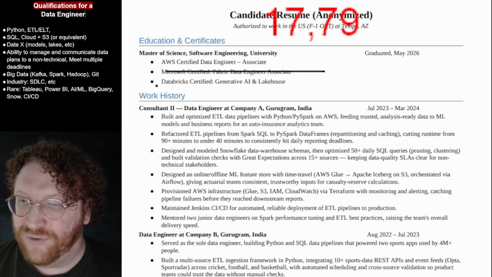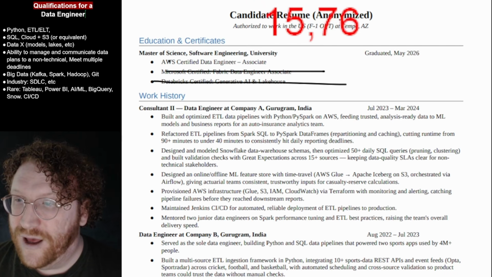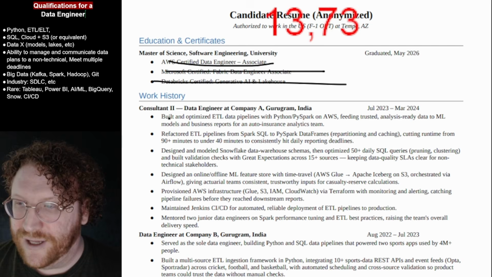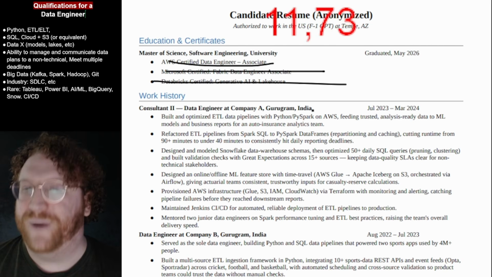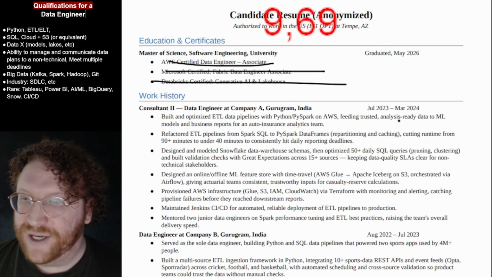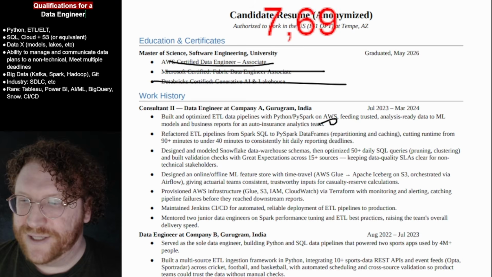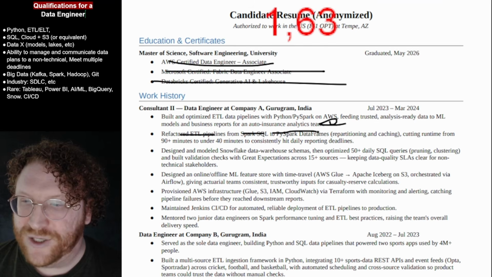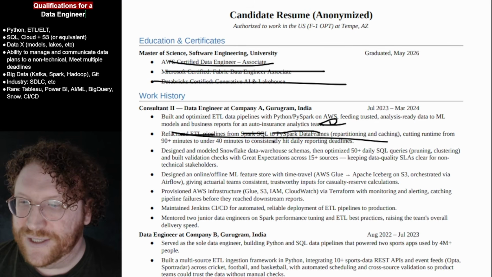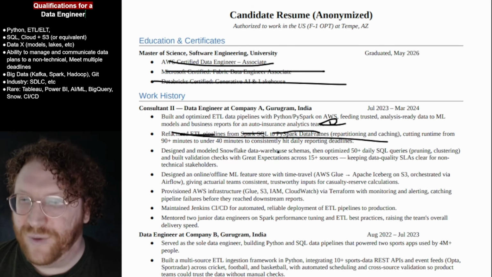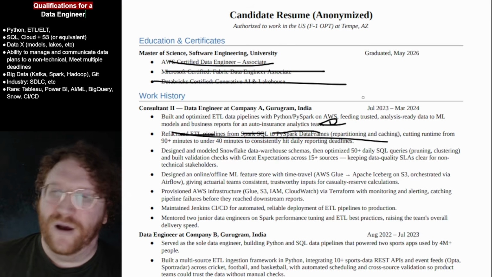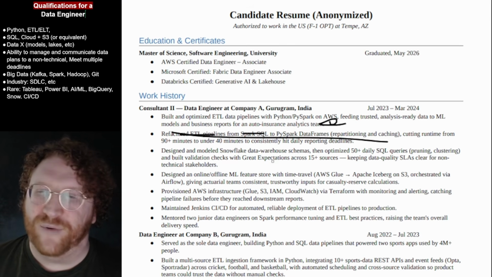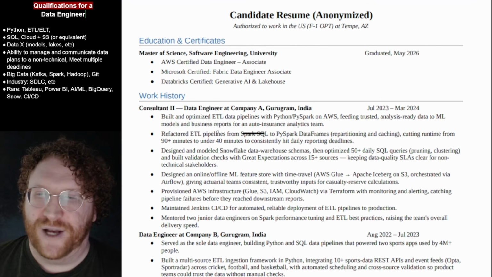Okay, this probably doesn't count. That doesn't count. And okay, built and optimized ETL pipelines with Python, Spark, and AWS, feeding trusted analysis reports to, again, this is kind of bad. Refactor, already mentioned this. Spark, SQL, not what I'm looking for. PySpark, already mentioned. This is a hot dog. Designed, modeled, Snowflake, data warehouse, good. Time. Okay, so there's a couple of problems here, not counting the international thing.